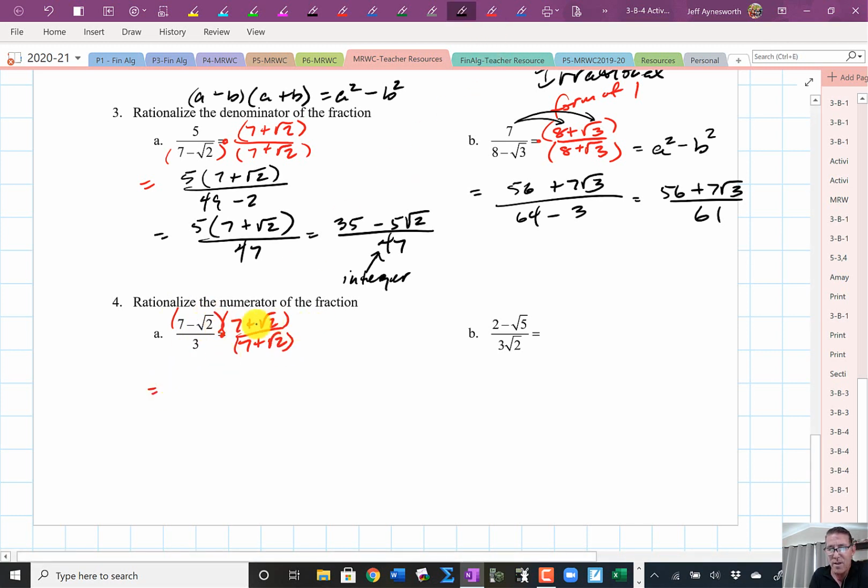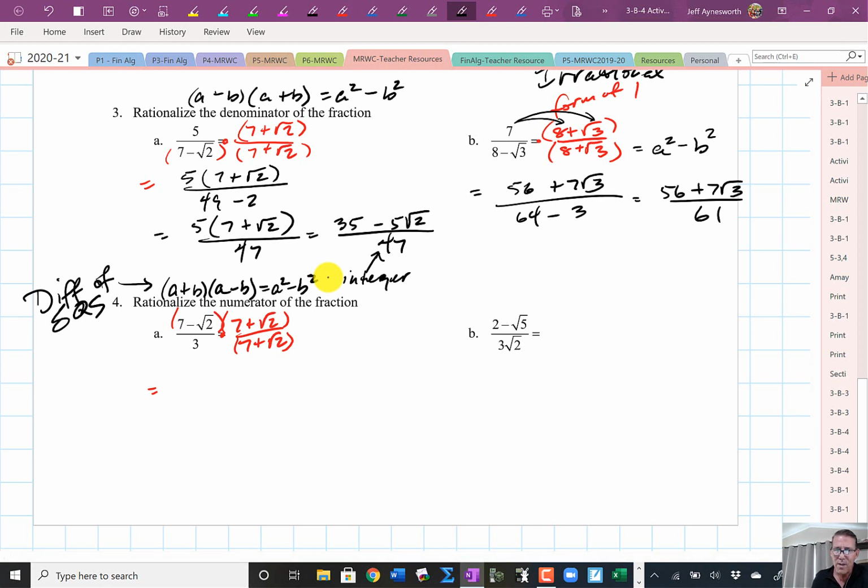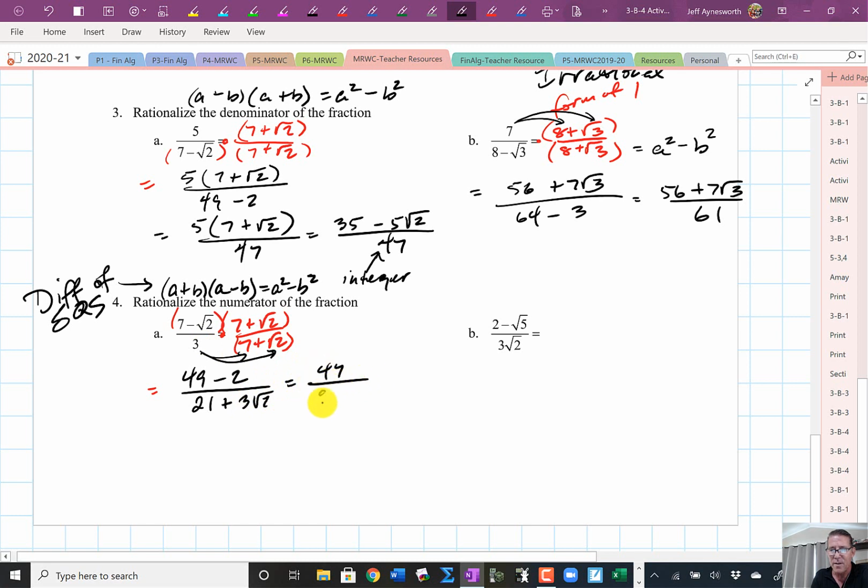So when you multiply the numerator again, a plus b times a minus b is always equal to a squared minus b squared. We call that a difference of squares. And notice that we're using it a lot, because you're supposed to be doing things quickly. You're supposed to see structure and everything. So get used to that. So 7 squared is 49. Root 2 squared is 2. On the bottom, if you distribute through the 3, you get 21 plus 3 root 2. So the end result is 47 divided by 21 plus 3 root 2, irrational number.